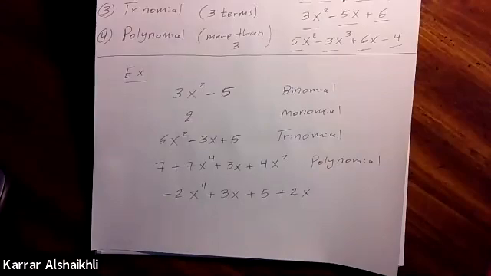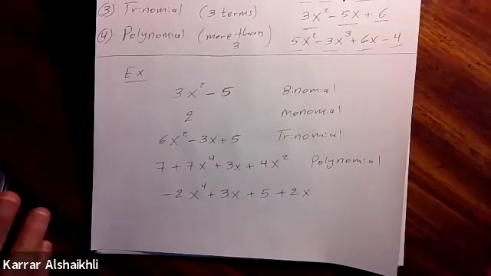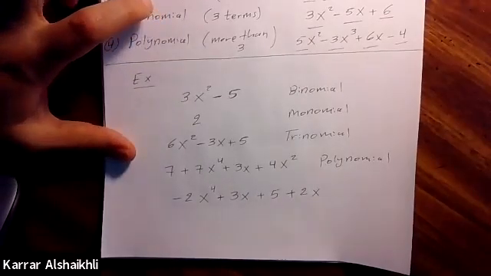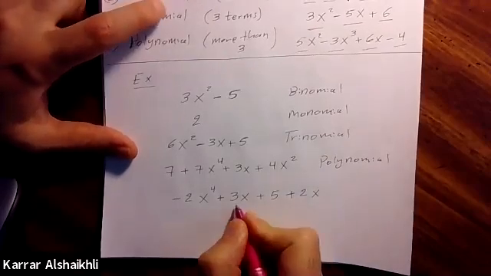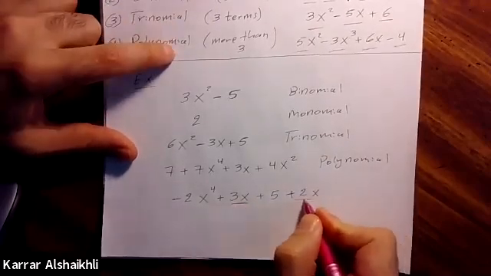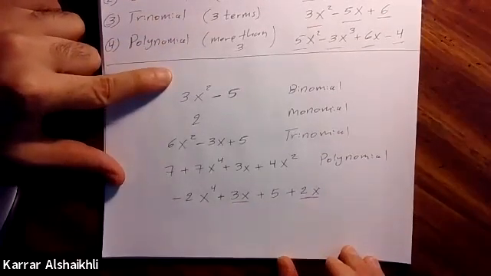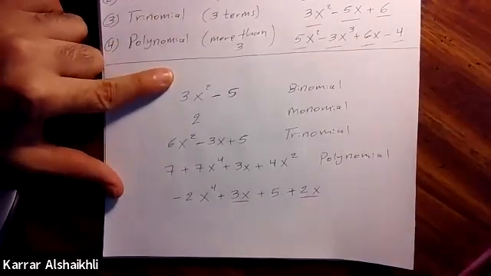How many terms? Don't care. 3. Why did you say 3? Because 3x and 2x are like terms. Perfect, that's good. So be careful, because this one is exactly the same term here. They are like terms, so you have to combine these together.